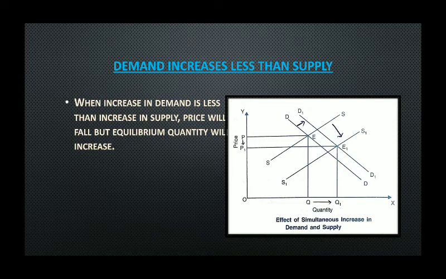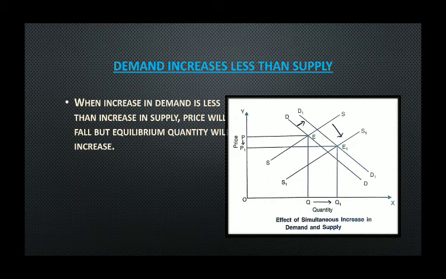You will shift the demand curve to the right, D1, D1, but with a small gap. On the other hand, the gap between the new supply curve and the original supply curve, SS and S1, S1, is comparatively more. So the new supply curve and new demand curve intersect at point E1, and see, E1 is below E. That means quantity is increasing from Q0 to Q1, but price is decreasing from OP to OP1. And this is the difference in the two cases. In the previous case, price was increasing, and here price is decreasing.